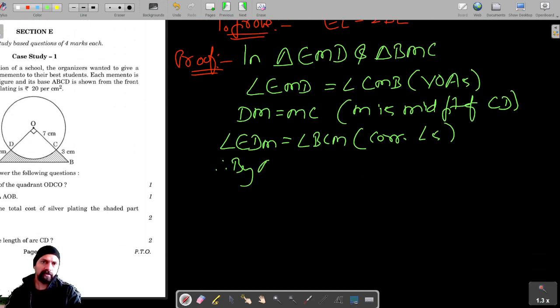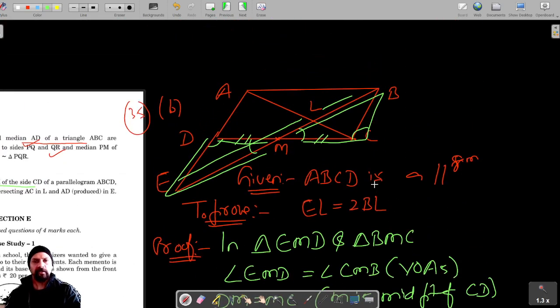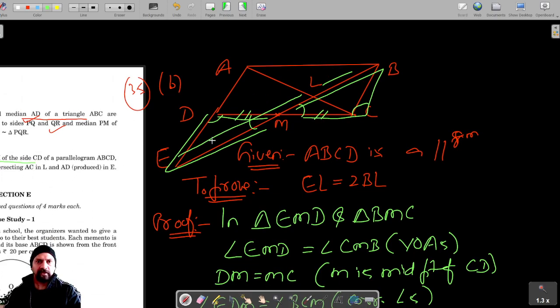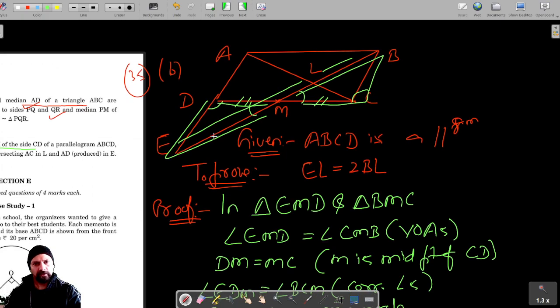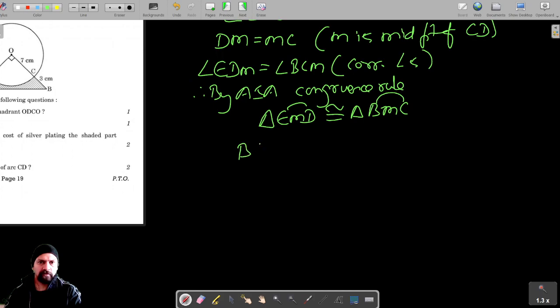So we can say that by the ASA congruence rule, triangle EMD is congruent to triangle BMC. Once triangle EMD is congruent to triangle BMC, that means this side BC should be equal to ED.